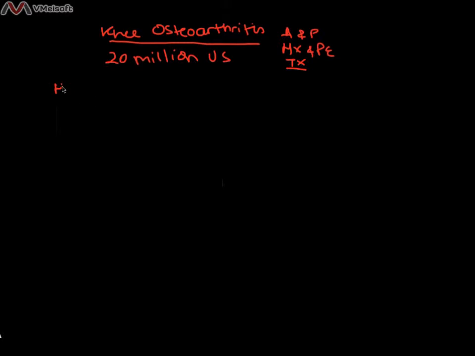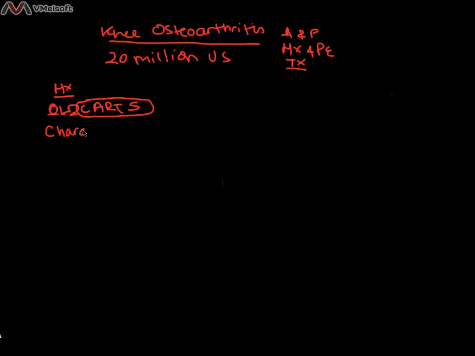So once again, I'd like to use the mnemonic OLD CARTS to remind myself what I should be asking for. O is for onset, so how long have they had this pain? L is for location, so where is the pain? Usually it should be right over the knee joint. D is duration, how long do they get this pain when they do get it? And then I want you to pay particular focus on CARTS.